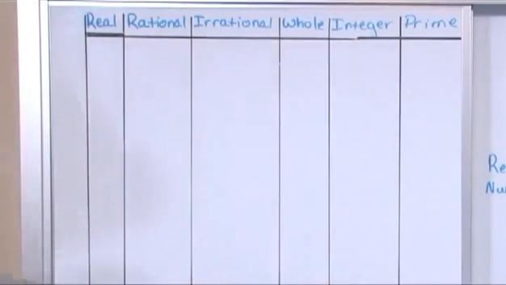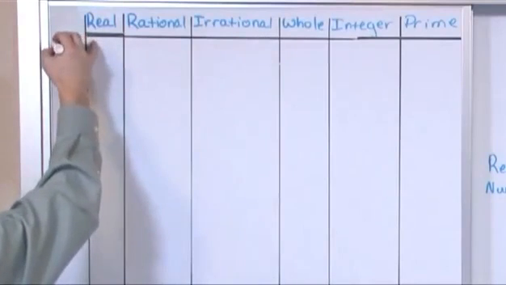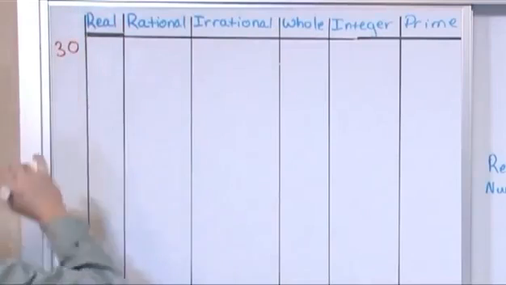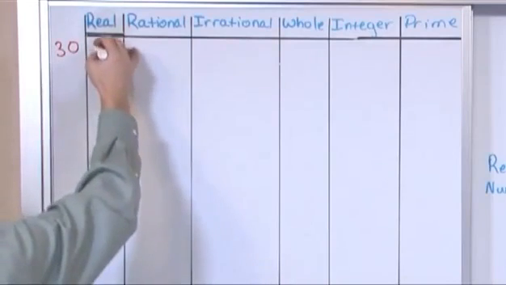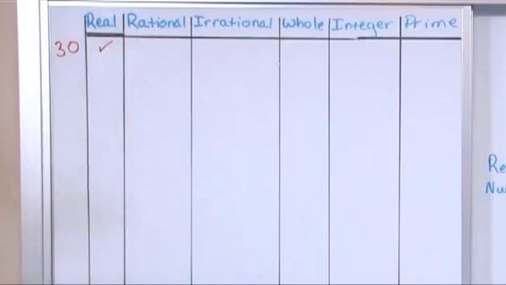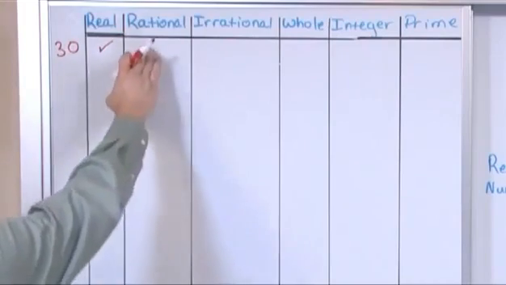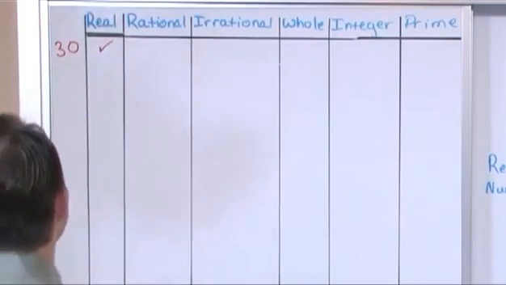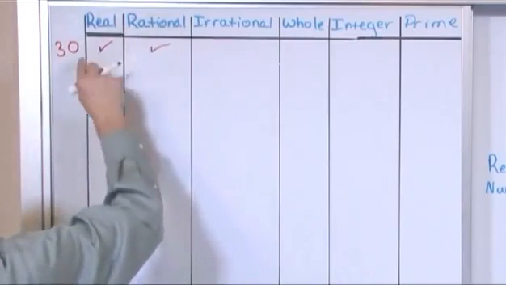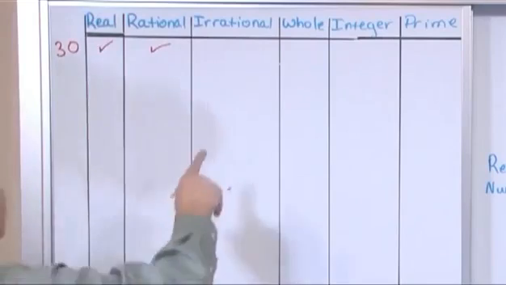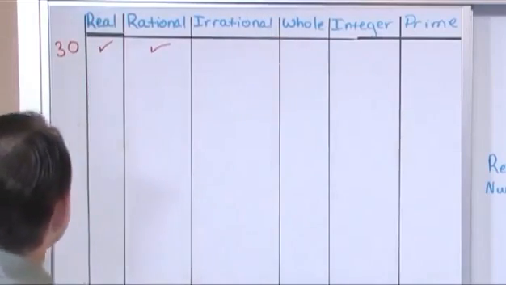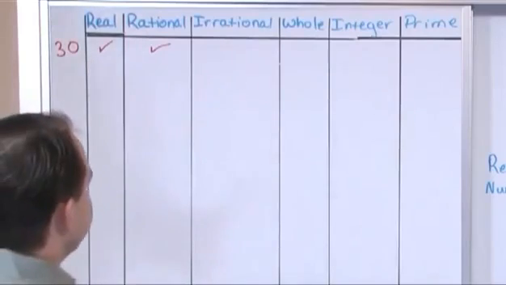Let's start with the first number. The first number was, let's say, the number 30. Let's go right across the top and see if that is there. So it's a real number because, as we said before, pretty much any number that doesn't have an i in there for imaginary is always going to be real. Rational. Is it rational? Can it be written as a fraction? Well, of course it can, because 30 over 1 is possible. Is it irrational? No, it's not irrational because it's not an infinite decimal that goes on and on forever.